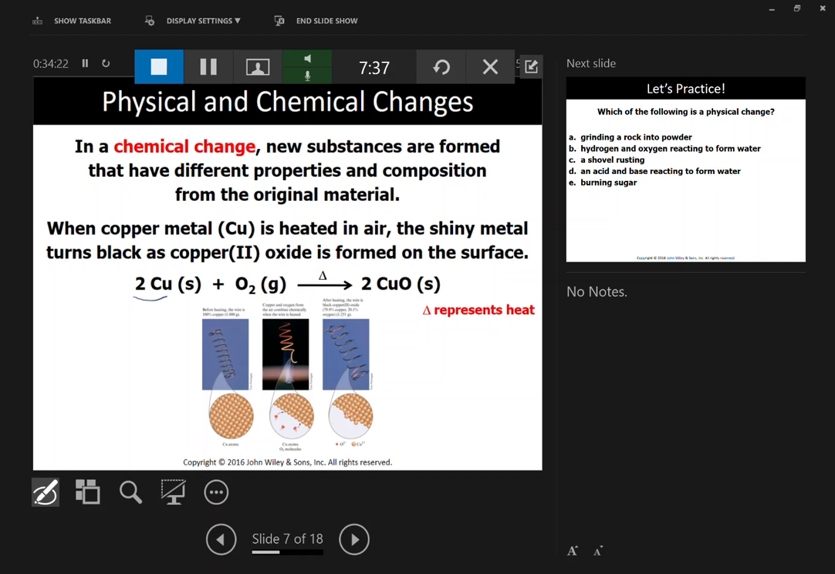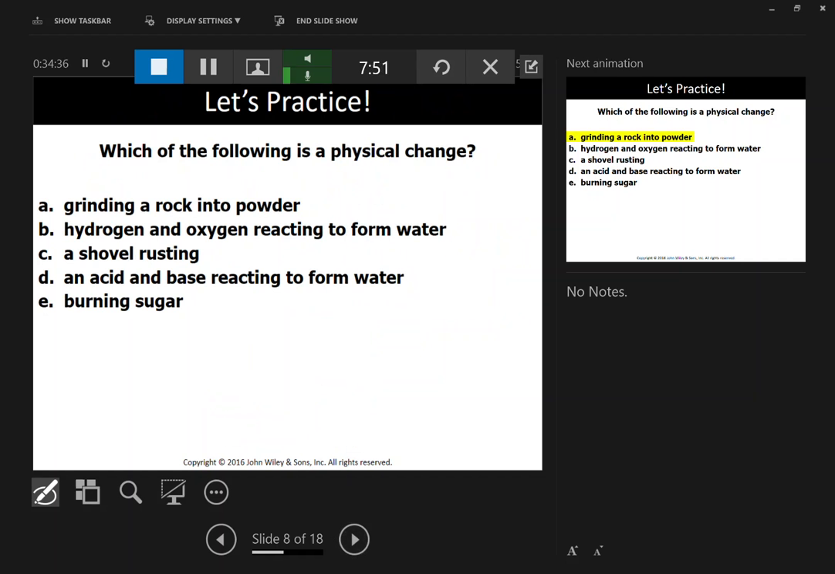So again, chemical change is when the composition of matter is altered, but physical change is when the composition of the substance is not altered during a process. So let's look at an example. Which of the following is a physical change? Do you think grinding a rock into powder is a physical or a chemical change?